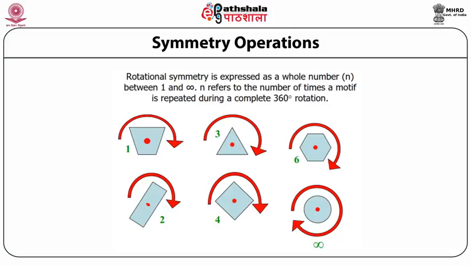So when you talk about symmetry, the larger the number n, the higher the symmetry of the structure. In this slide we have illustrated how we talk about rotational symmetry, and this number n here, which is represented as 1, 2, 3, 4, 6 and infinity, represents how symmetric the structure is. The larger the number, the higher the symmetry of the structure. Just like the circle is the highest symmetric structure in this configuration.